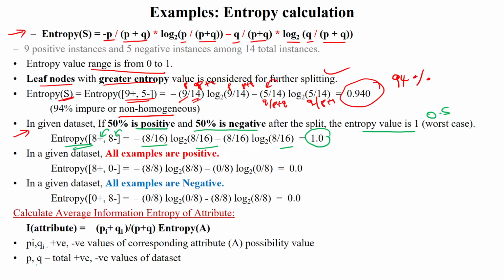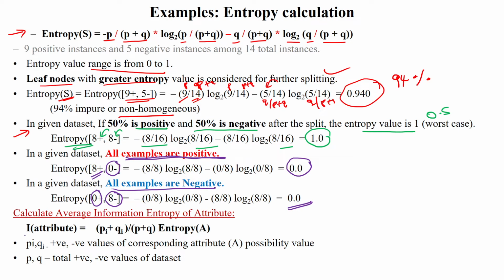In the same way, if all the samples belong to the same class, positive or negative, for example 8 samples in the positive class and 0 samples in the negative class, we get an entropy of 0. Also, if all the samples are negative, that is 8 samples negative and 0 samples positive, in this case also we get an entropy of 0.